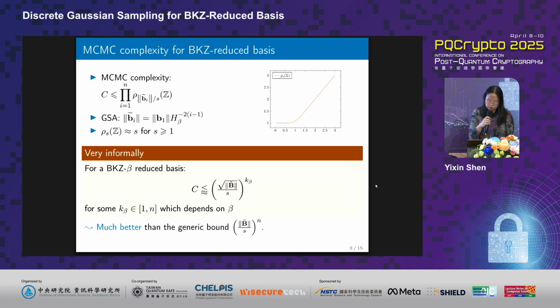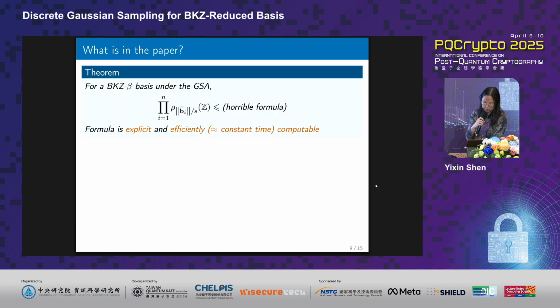So what I've told you so far are just intuitions. It's not very formal. What did we actually do in the paper? We give an upper bound on the complexity of the MCMC sampler for the BKZ reduced basis under the GSA assumption. Unfortunately, the formula is quite horrible, so I didn't write it here, but I will explain it later anyway.